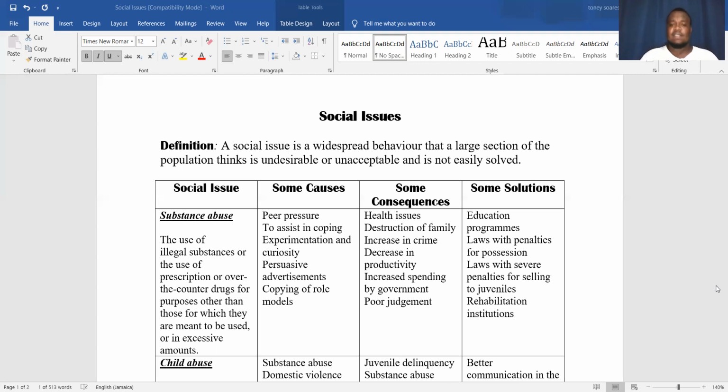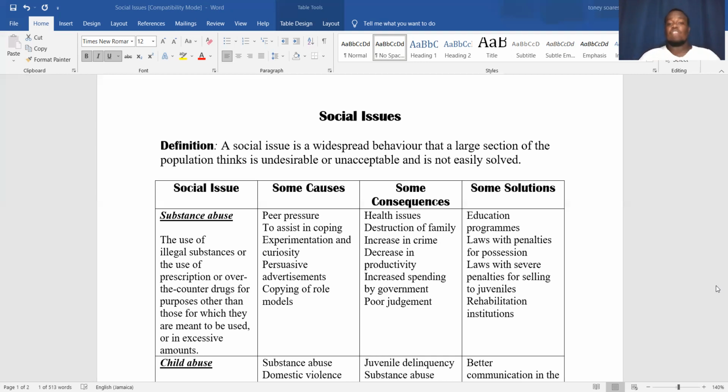Some of the consequences of doing this is health issues, and there are a whole lot of health issues that can come up as a result of substance abuse. People can have cancer of the lungs, the throat, the mouth, and your kidney can be destroyed as well, right? And there are several other health issues as well. People might develop asthmatic conditions, breathing problems, heart problems, and so forth.